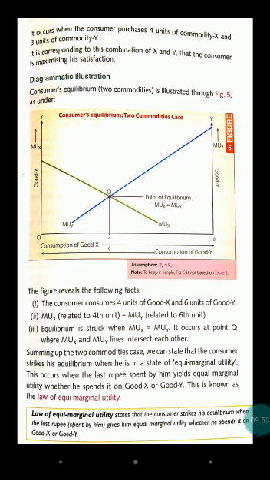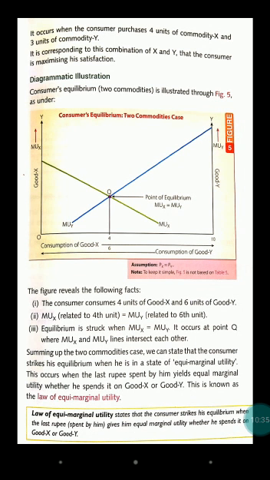Now with the help of a graph also, we are going to discuss. This graph is not based on that table. This is an assumption only. Here we are not taking price. On the left y-axis we have MUX, on the right y-axis we have MUY, and on the x-axis we have taken the consumption of good X and consumption of good Y. MUX is downward sloping, MUY is also downward sloping.